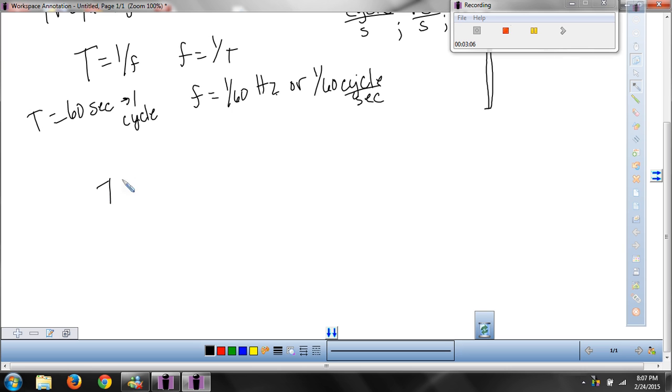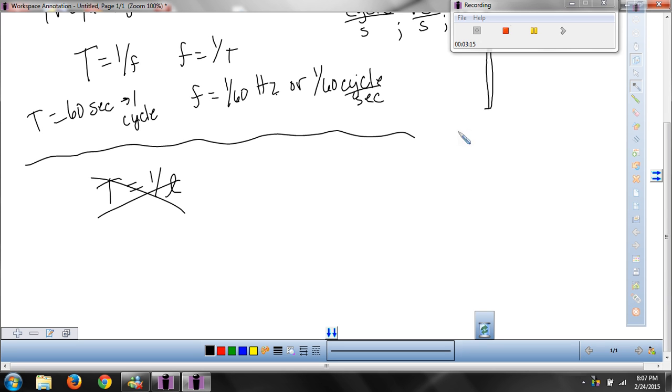Do not use something like this, because the period is not equal to 1 over the length. That takes us to a pendulum.